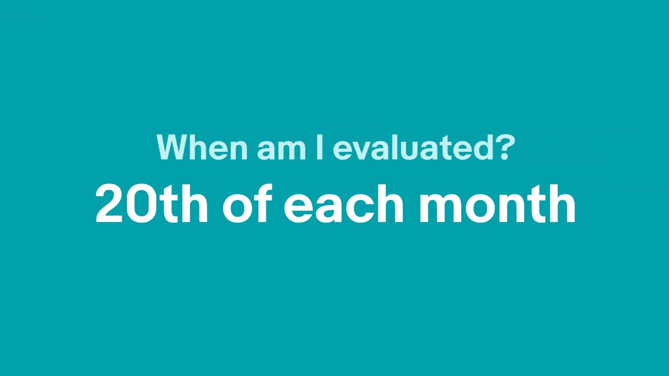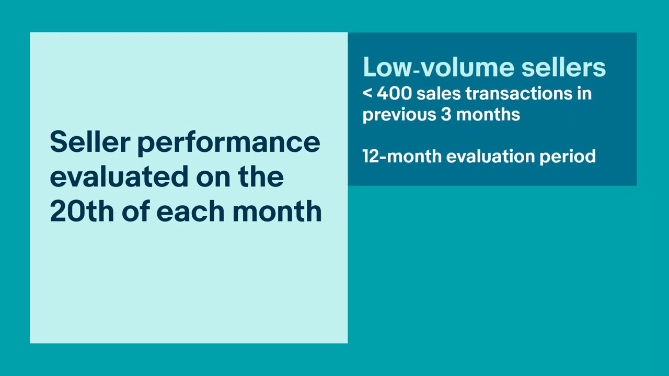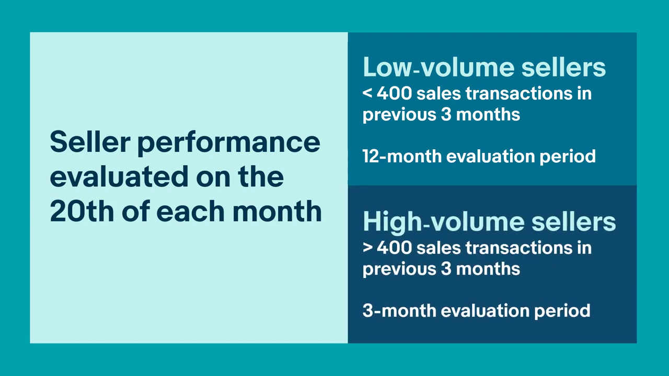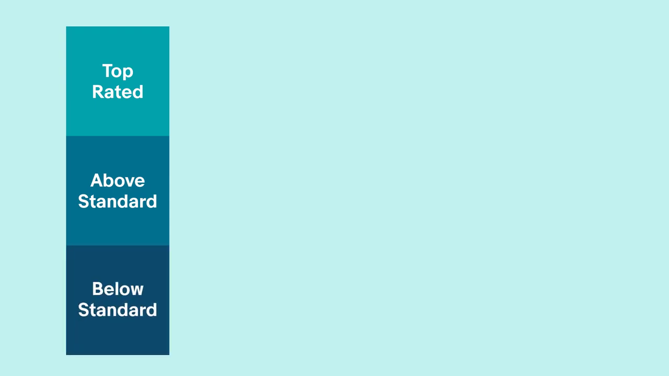Your current seller level is based on the evaluation that takes place on the 20th of each month. The evaluation takes into account the last 12 months of performance, not including the current month, if you've completed less than 400 transactions in the previous 3-month period. If you've completed more than 400 transactions in the previous 3 months, we'll review for the previous 3 months, not including the current month. Depending on the results of this evaluation, your seller level will be designated as either top-rated, above standard, or below standard.